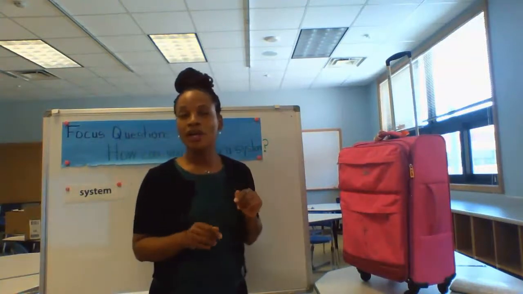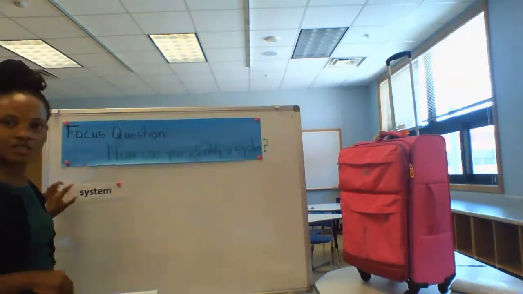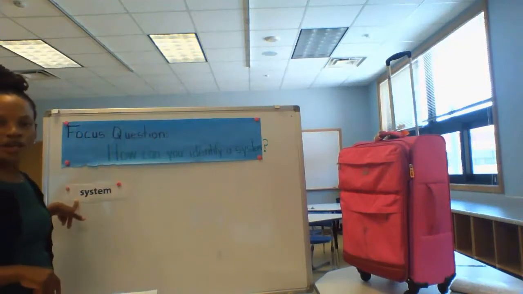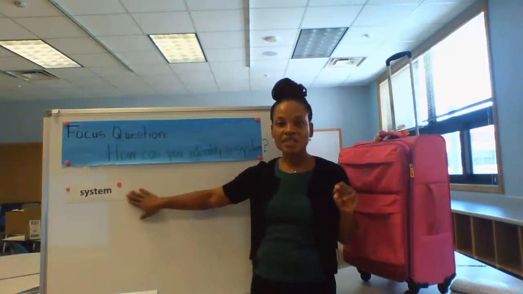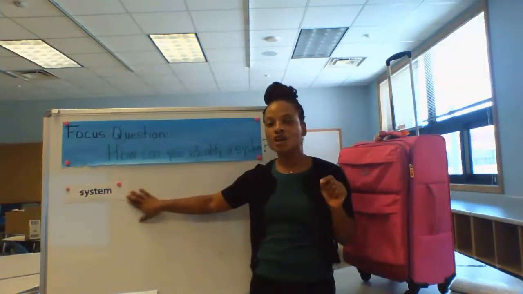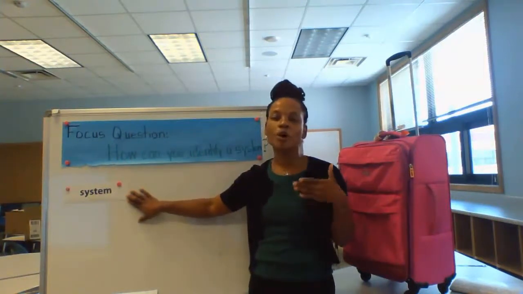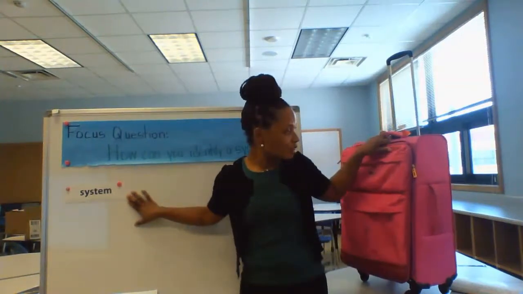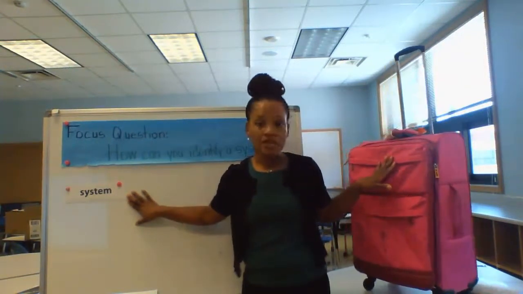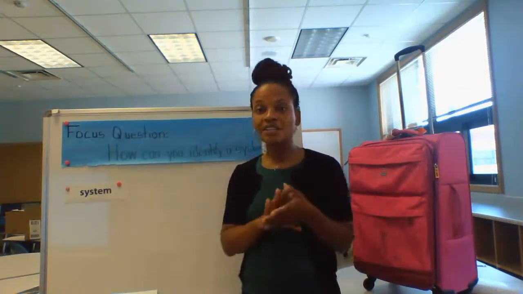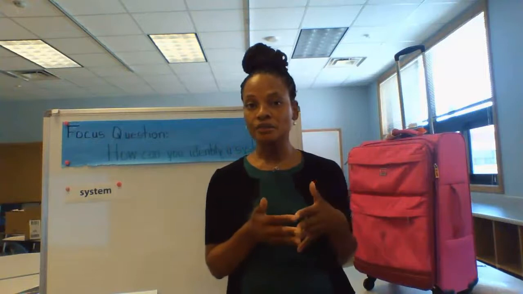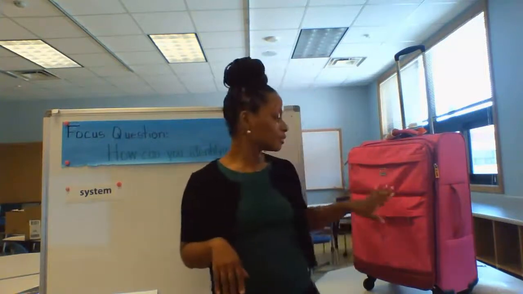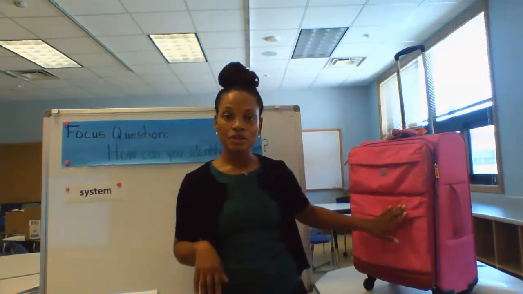So let's go ahead and talk about the system again. This is our word wall word. A system is any collection of interacting parts that work together to perform a whole function. So we know there are so many interacting parts. Now, every system has some subsystems, and the subsystems themselves work together. So we've discussed a suitcase.